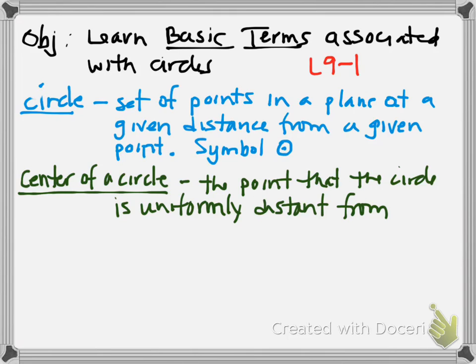So when we think about a circle, we think about the outside like this. But in the definition, it says it's a set of points, that's what forms this outside ring, in a plane at a given distance from a given point. That given point is right here. It's called the center. So when I go back to my definition of a circle, and I am going to name that circle, it gets one letter, and it's named by the center point.